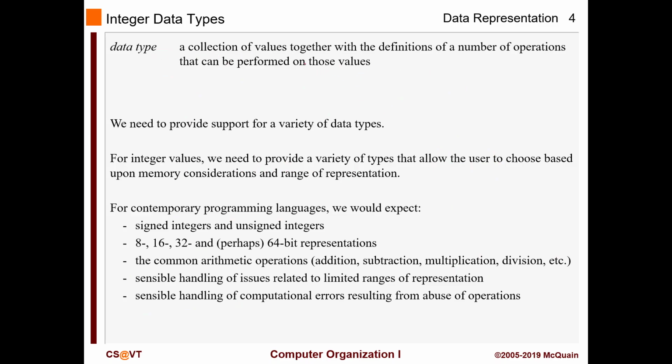So yeah, data type: a collection of values together with a definition of a number of operations that can be performed with these values. I think that's pretty self-explanatory. We need to provide support for a variety of data types. We already have support for int, double, float, and character in C. There are other data types in other programming languages, but these are the ones you need to be aware of the most.